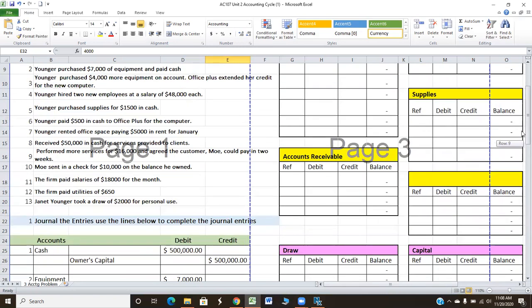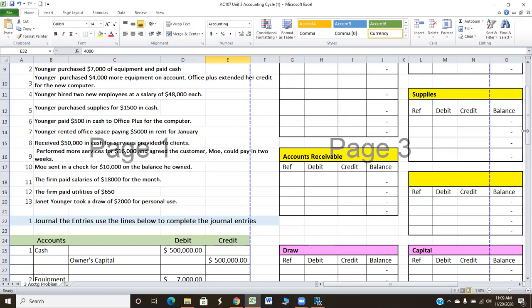Number four, Younger hired 2 new employees at a salary of $48,000 each. I left that one alone, and the reason I left it alone is because we don't do anything with number four. I don't make the assignments for this class. Herzing makes them and puts them in, and then I just have to kind of live with them. I don't like that number four exists because it is a trick, and it shouldn't be there this early. I'm not a fan of number four.